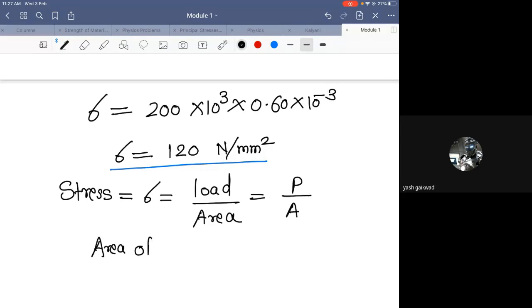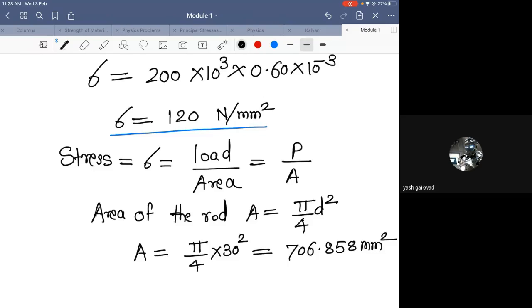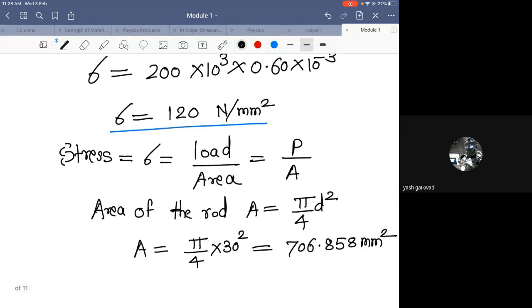Area of the rod, or you can calculate at the initial stage, no problem. Area of the rod A is equal to pi by 4 into d square. Area of circle, circular cross section. A is equal to pi by 4 into 30 square. Tell me the value. 706.858. Take up to three digits after decimal, so you will get the correct answer. Area is in millimeter square.